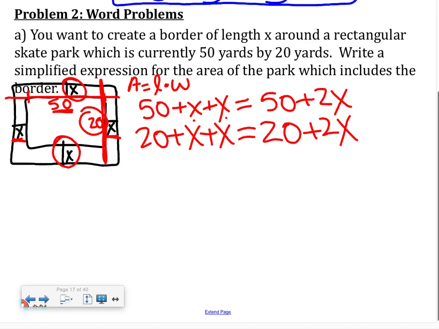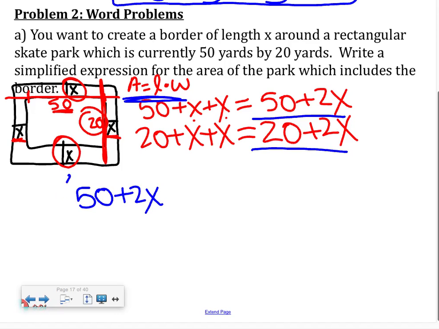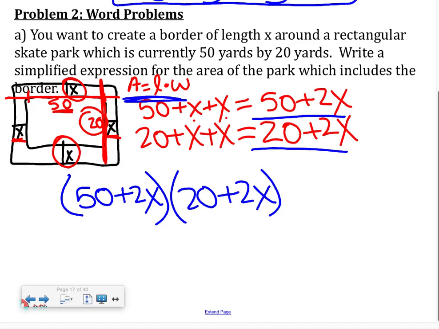It then says we have to find area. And as we already talked about, to find area, we do length times width. So my length is this 50 plus 2x, and we have that 20 plus 2x for our width. So I'm going to take those two and I'm going to multiply them. So I have 50 plus 2x, and I'm going to multiply that by 20 plus 2x. Now, since we have a binomial times a binomial, we can use our FOIL property that we used. So reminder, we're going to go first, outside, inside, last.